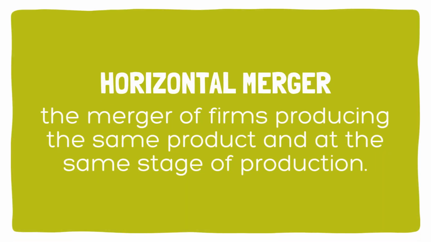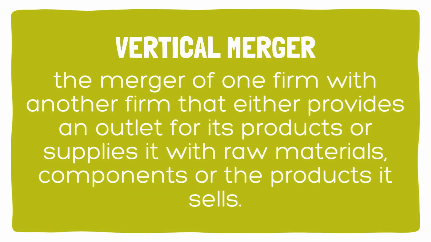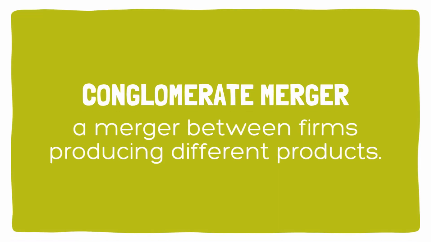External growth is an increase in the size of a firm resulting from merging with or taking over another firm. Horizontal merger is the merger of firms producing the same product and operating at the same stage of production. Vertical merger is the merger of one firm with another firm that either provides an outlet for its products or supplies it with raw materials, components, or products it sells. Conglomerate merger is a merger between firms producing different products.